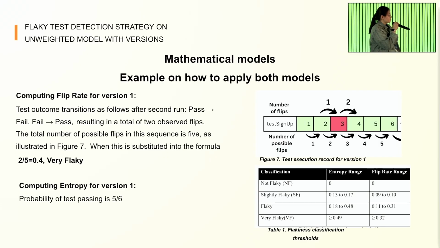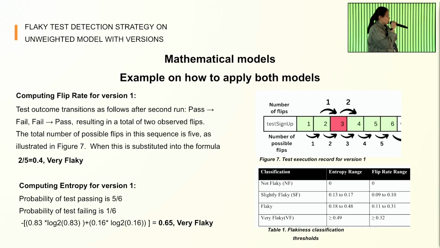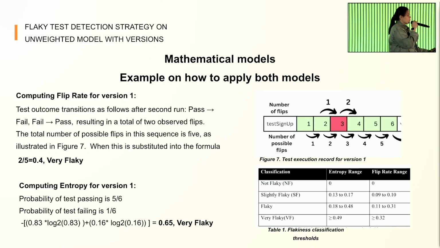For the entropy, the probability of the test passing is 5 out of 6, you can see it from the image. And the probability of the test failing is 1 out of 6. And we just put it into the formula that I've mentioned earlier. So that would end up with a result of 0.65. And the classification threshold from that table would be very flaky, basically.